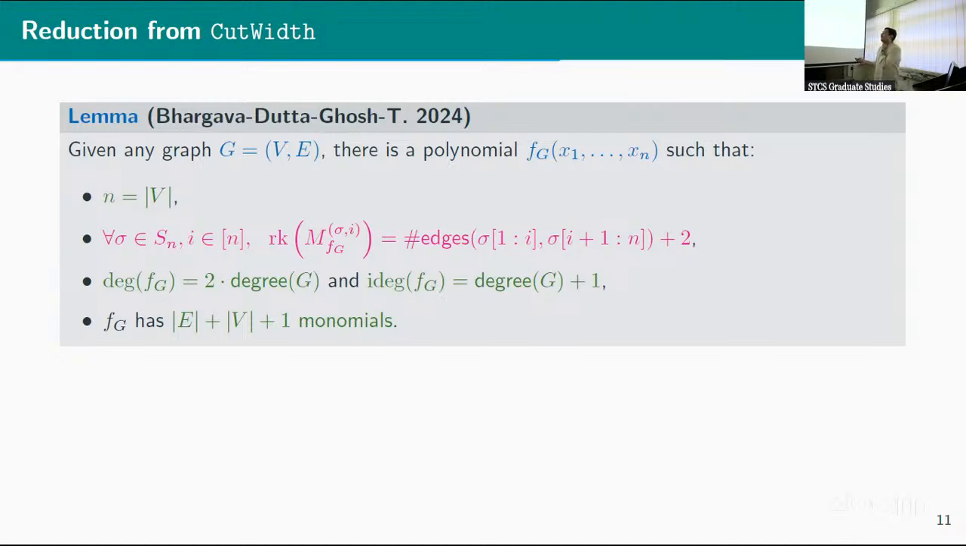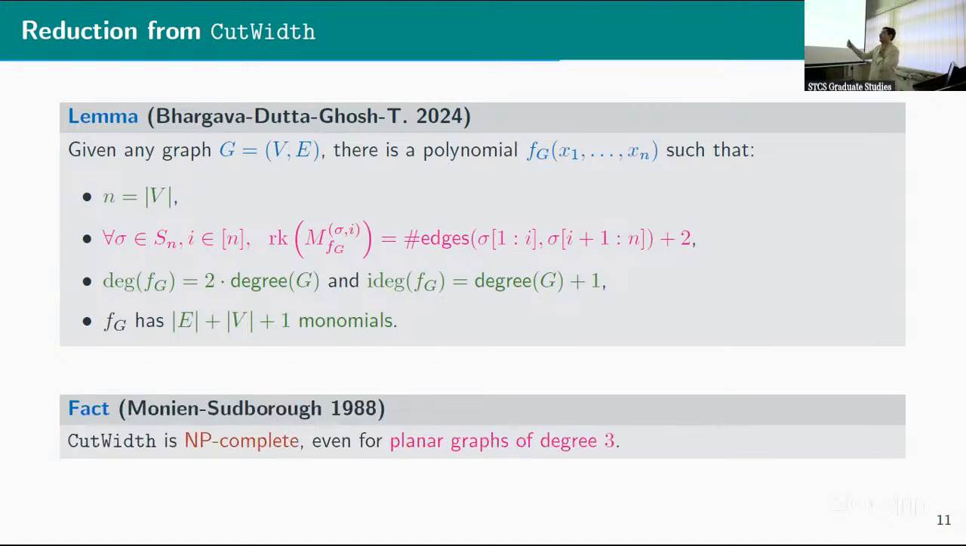Now there is this result by Monien and Sudborough. I hope I pronounced the names correctly. It says that cut width is NP-complete. This is known from before; the reference is the Garey and Johnson list. But they show that it is NP-complete even for planar graphs of degree 3. So basically, you put this right there, and then you get that for degree 6 onwards, we get NP-hardness.